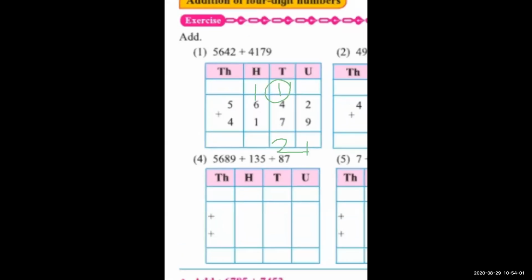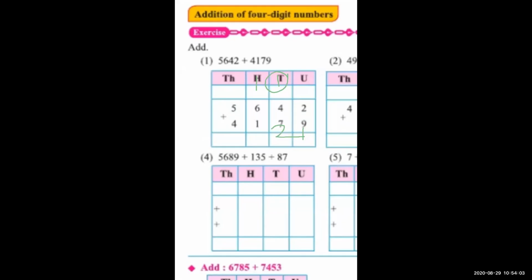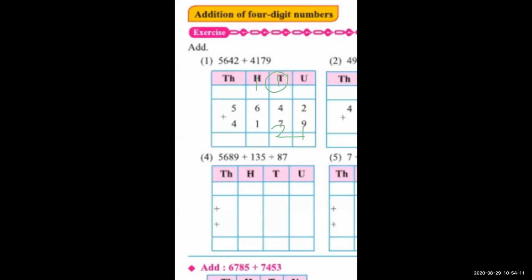Wait a second, students. 5 plus 7, 12. 1 is carry, 2 is downside. Now, 6 plus 1, 7. 7 plus that carry you want to add. That one number you want to add here. See, wait a second.